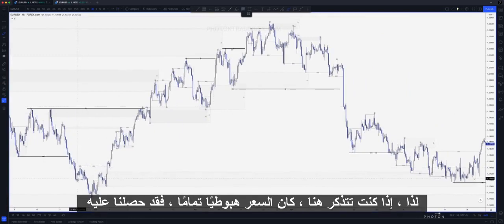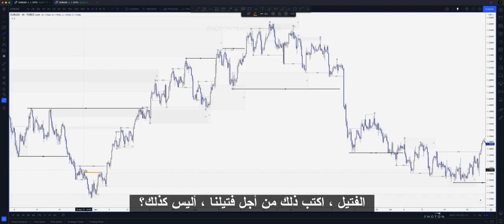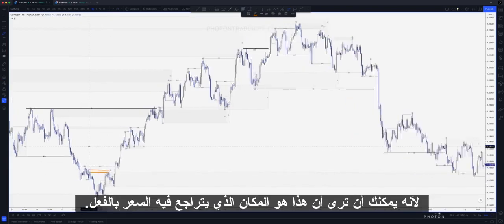So if you remember down here, where the price was bearish, we got that lower low. So we pretty much have that entire range, or you can refine it to even the wick, right? That 4 hour wick, because you can see that's where the price actually pulled back.